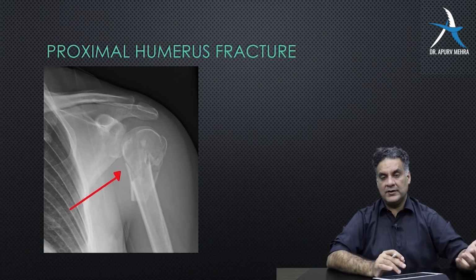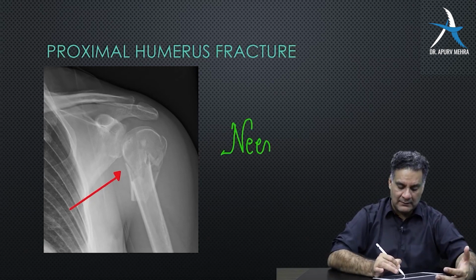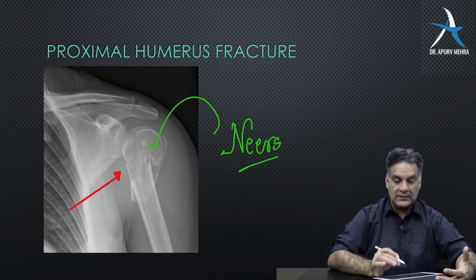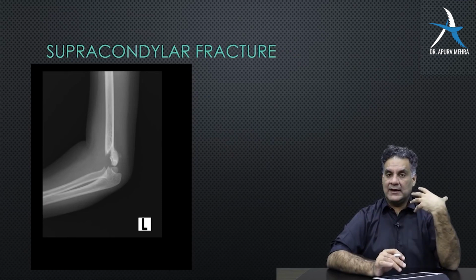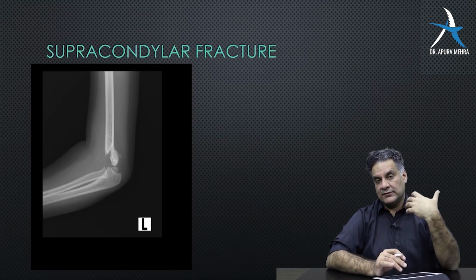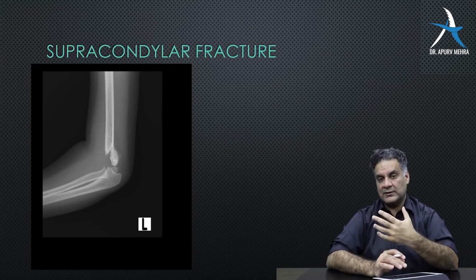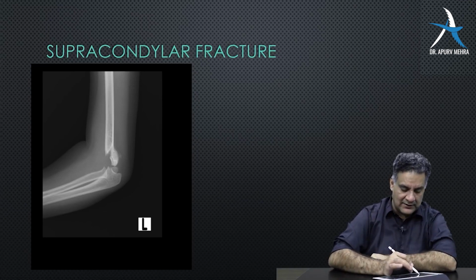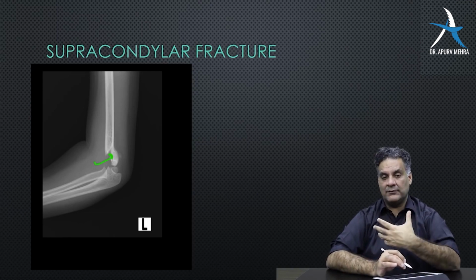Hemiarthroplasty is the usual treatment. Proximal humerus fractures are usually classified by the Neer classification, where the number of fragments will decide the classification. When you look at the fractures of the lower end of humerus in a child, just above the condyles is the supracondylar fracture humerus, which usually displaces posteriorly and medially. It's called a posteromedial or extension type of injury.